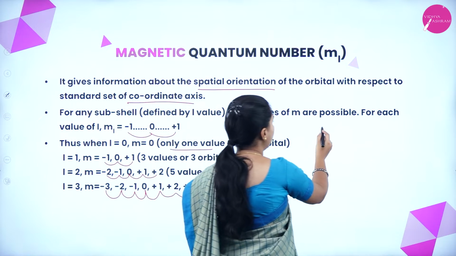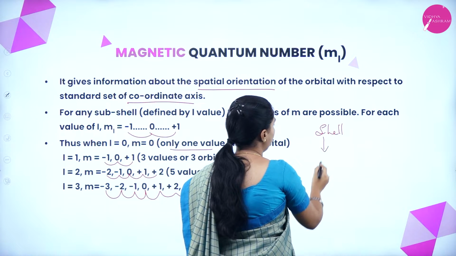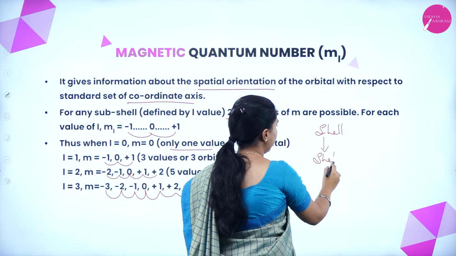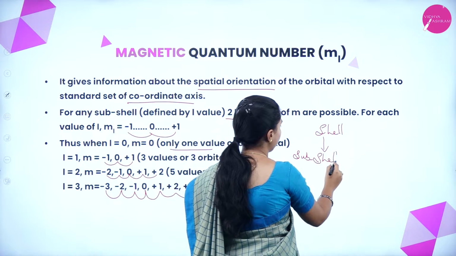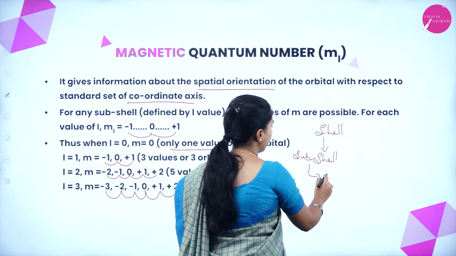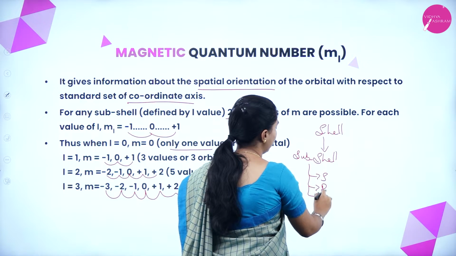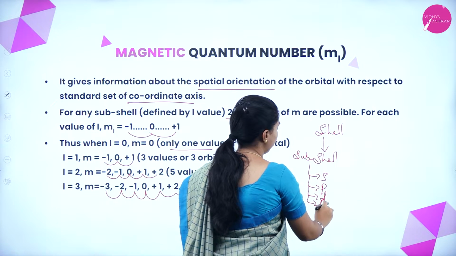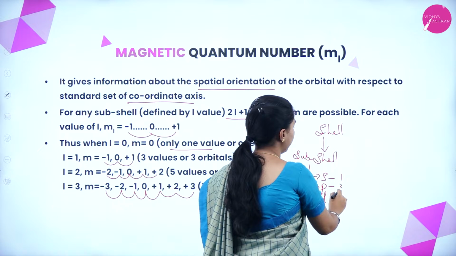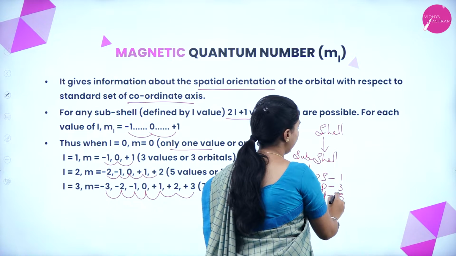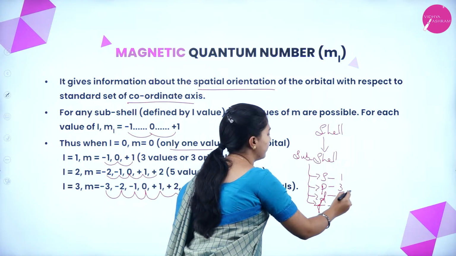See, we know that shell will be later categorized into subshells. That subshell is S, P, D and F, right? So overall orbitals are 1, 3, 5 and 7. These are the orbitals, right?